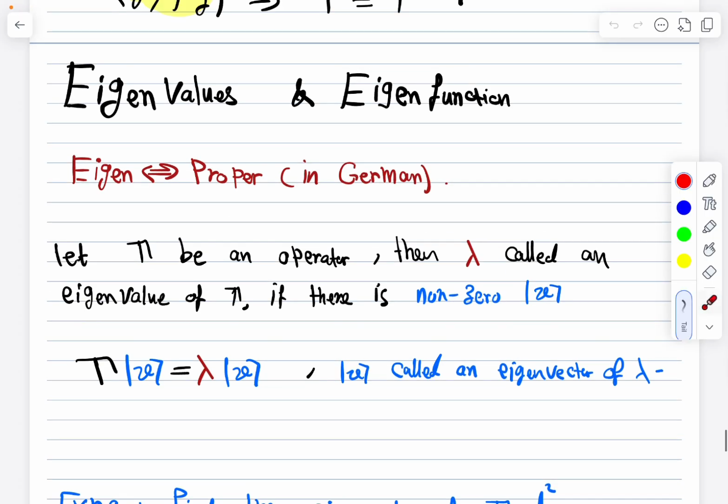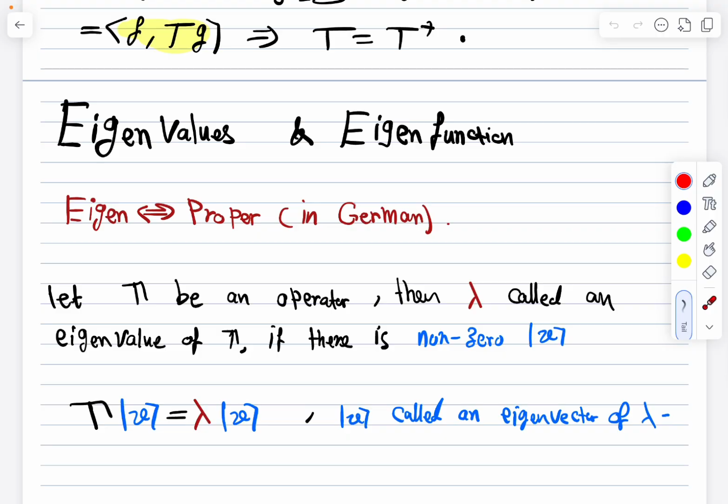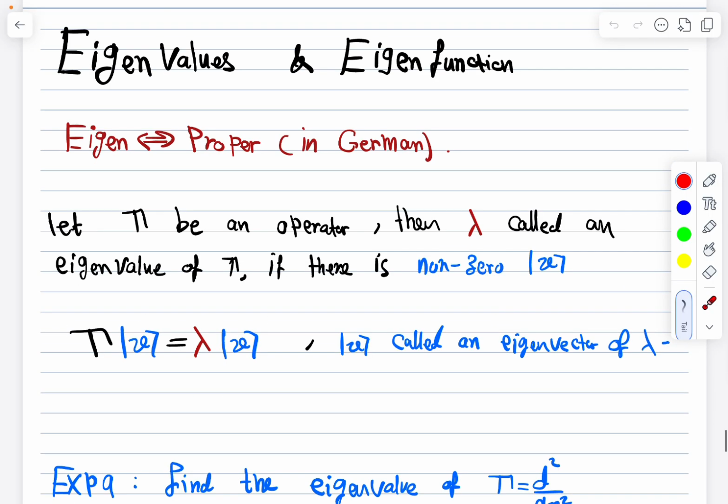Now we reach a point that we discussed through chapter 2, and we always hear it, which is the eigenvalue and the eigenfunction, or the eigenstate, or the eigenvectors. So eigen in German means proper. That means we're searching for the proper values and the proper function or the proper state. So what do we mean by proper? This is the meaning for it.